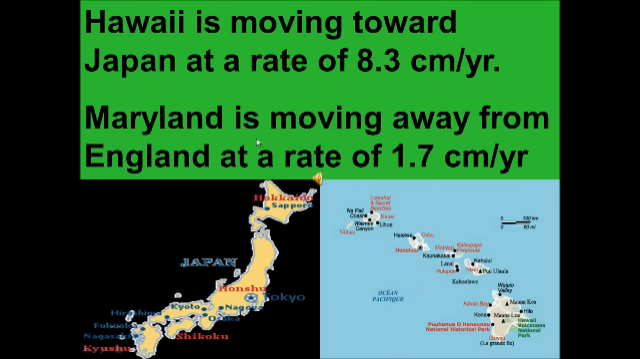Also, the Atlantic Ocean is growing over time. Maryland is moving away from England at a rate of 1.7 centimeters per year. This means that the Atlantic Ocean is going to get larger and larger over time, probably taking over the Pacific Ocean for being the largest ocean in the world.